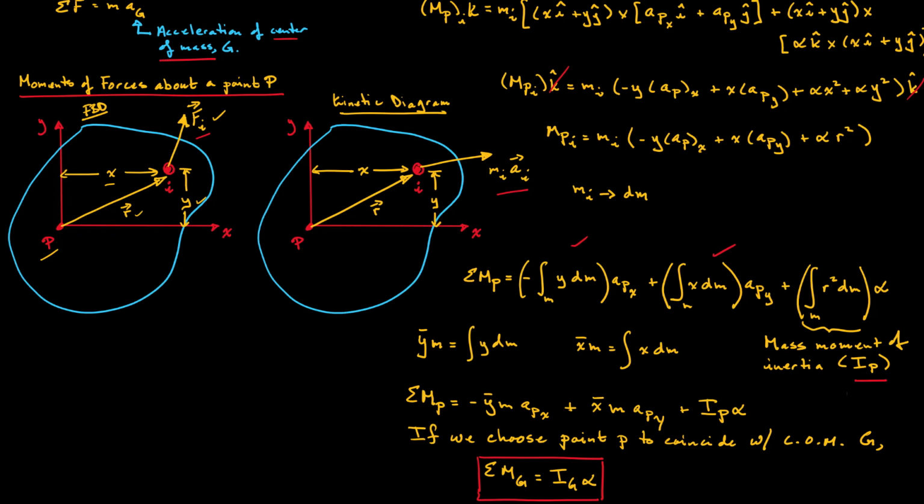We extended this idea to the entire rigid body by taking the integral over the mass of the entire rigid body, and this gives us our rotational equation of motion, which states that the sum of the moments about point G is equal to the mass moment of inertia about point G multiplied by the angular acceleration alpha. In the next few videos, we'll look at some special cases of this rotational equation of motion.